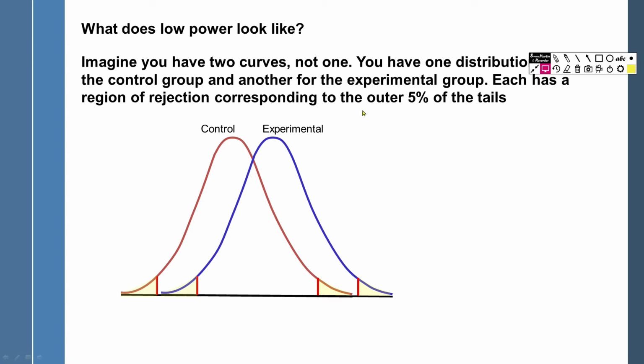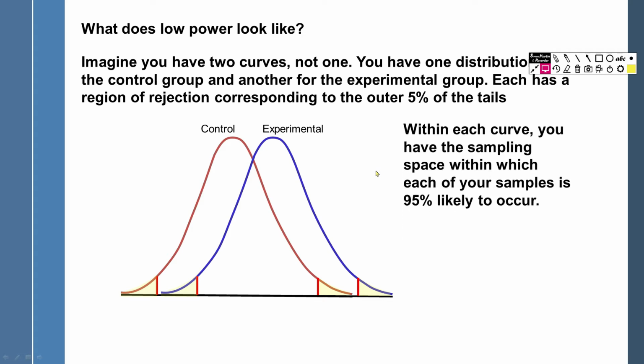Each one of these, of course, has its corresponding region of rejection for the upper and lower tails. And within each curve, you have the sampling space within which each of your samples will be likely to occur. So when you sample for the experimental group, which is the blue curve, your sample mean can fall anywhere within the space. And when you sample for the control group, which is the sort of reddish curve, the sample mean for the control group could appear anywhere within here. And that's, of course, based on random factors.